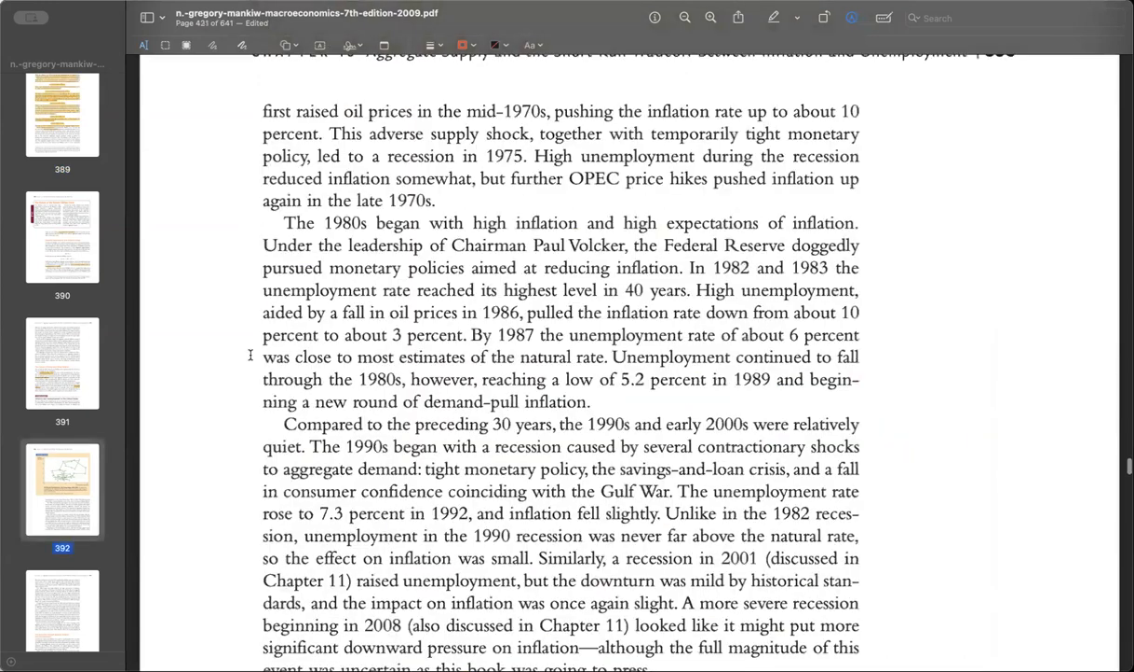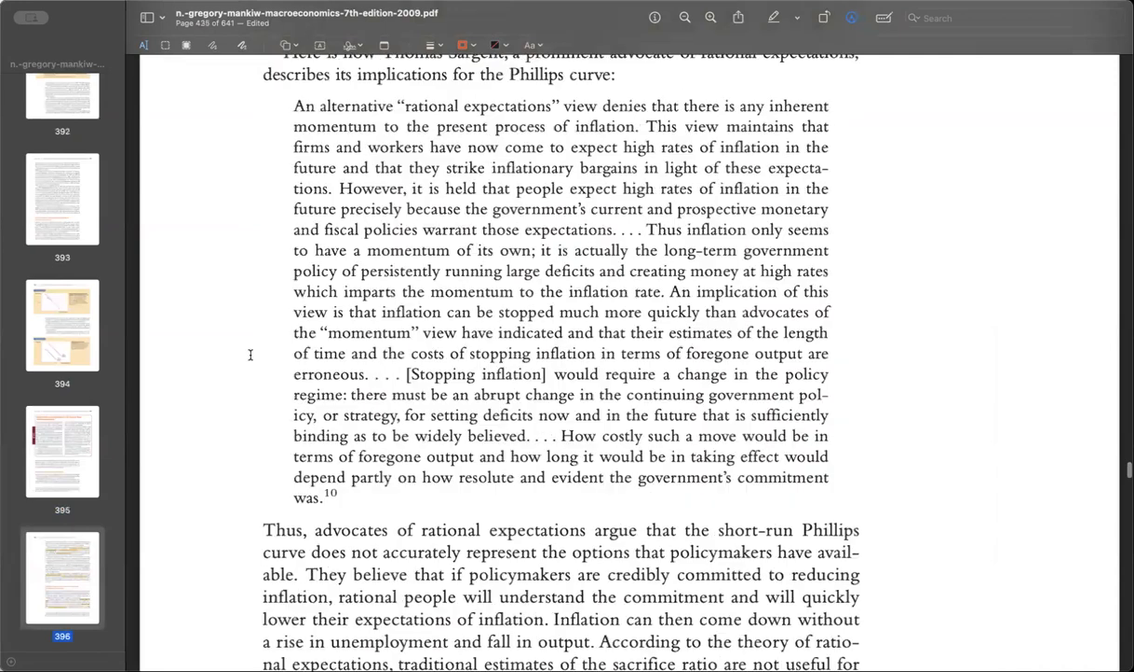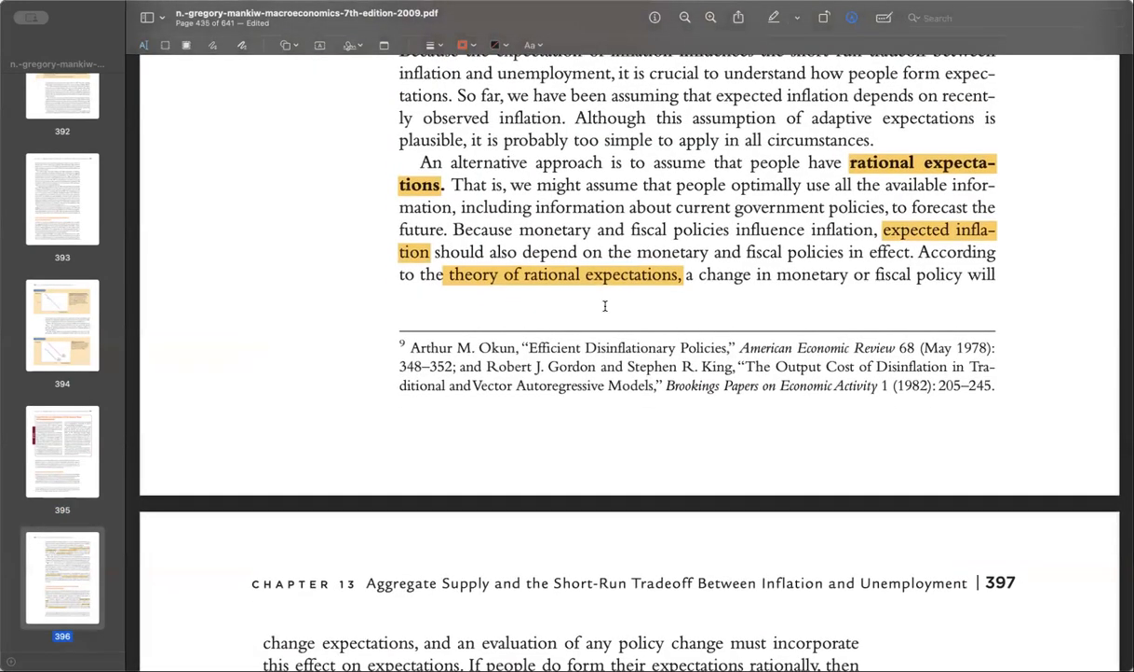Now let's go back. Okay, so that is the rational expectations idea, right? Which will mean that you're able to change the expected inflation rate, and you don't need to basically sacrifice or pay for a lower inflation rate, or disinflation, through higher unemployment or lower output.